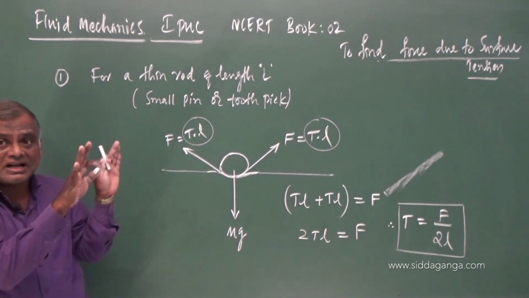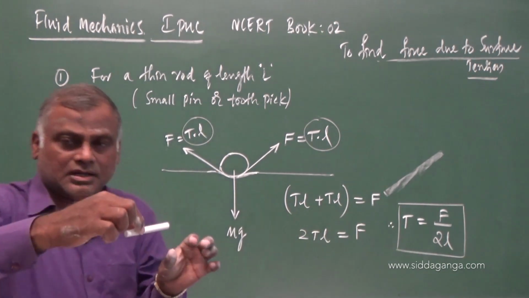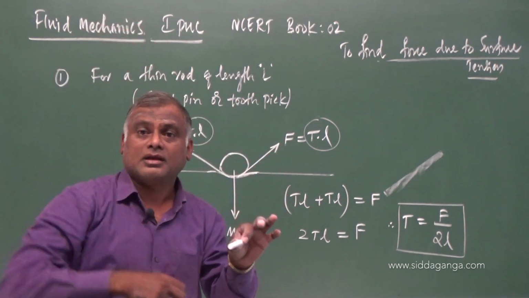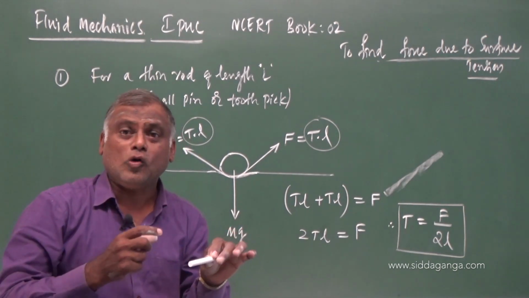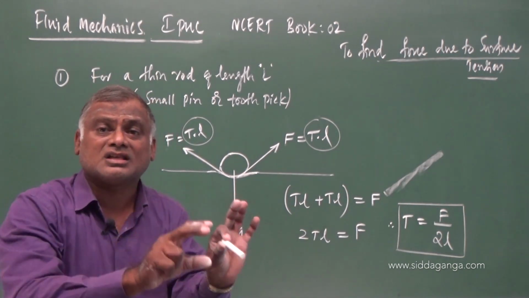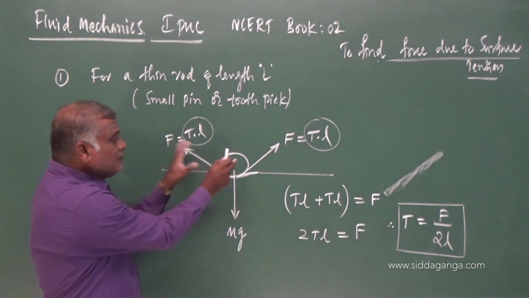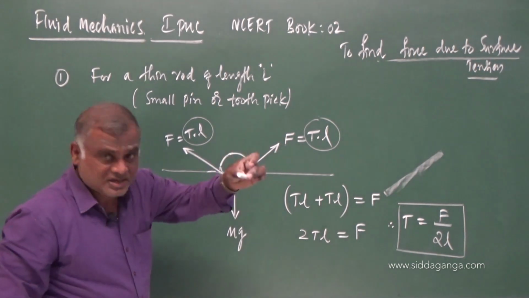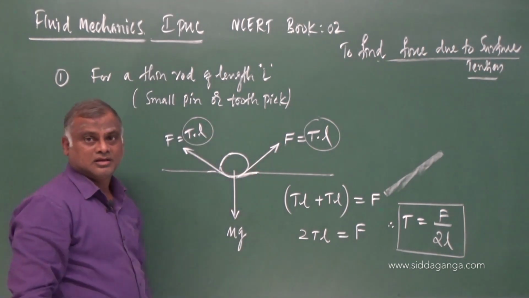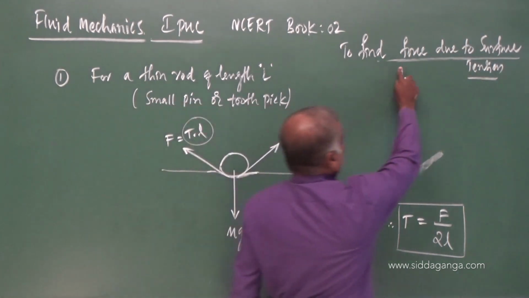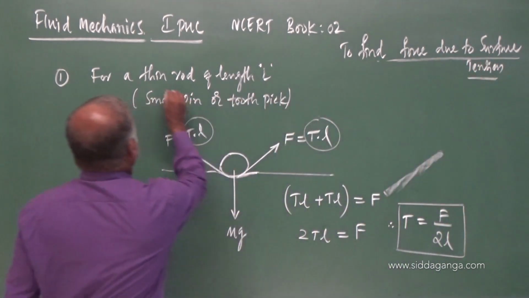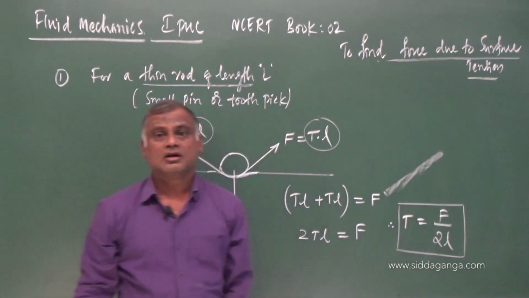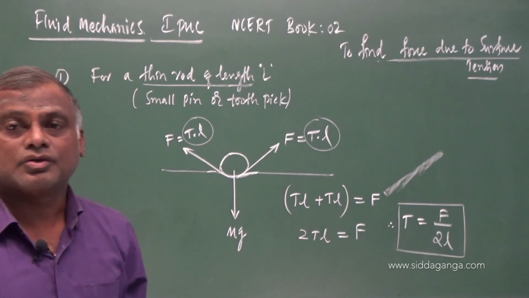No extra force is acting here, it is just kept on the free surface of the fluid. Nobody is pulling it. Be remembered, no external force is acting on this. These are the real forces acting on the thin rod when it is gently placed on the free surface of a fluid. So now, to find the force due to surface tension for a thin rod of length L, F divided by how much? 2L.